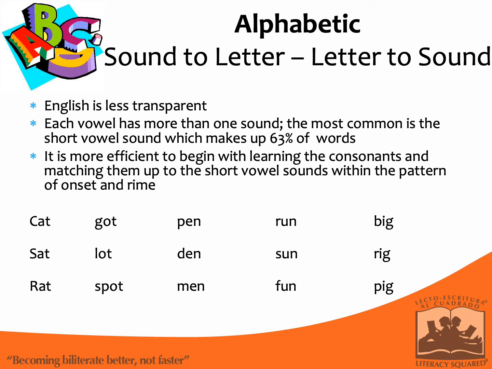English is less transparent. Each vowel has more than one sound. The most common is a short vowel sound, which makes up 63% of words. And it is more efficient to begin with learning the consonants and matching them up to the short vowel sounds within the pattern of onset and rhyme.